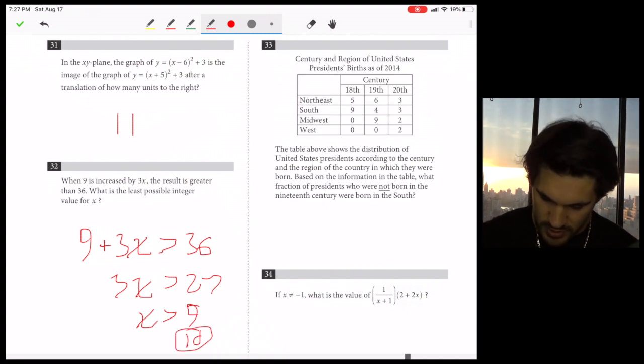Number 33. Okay, we have a table of information. Based on the information of the table, what fraction of presidents who were not born in the 19th century were born in the South? So the number of presidents who weren't born in the 19th century is 14, 15, 16, 17, 18, 19, 20, 24.